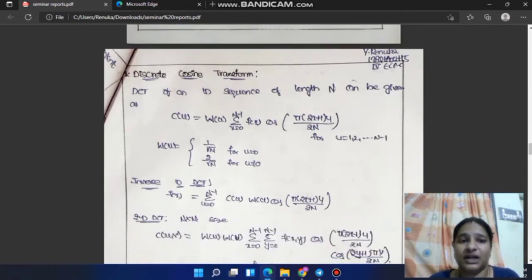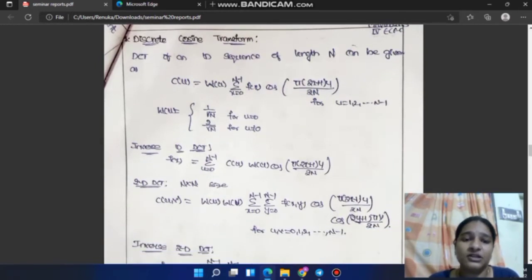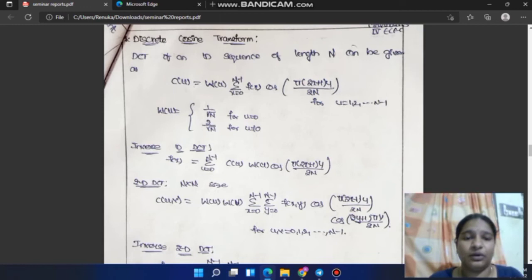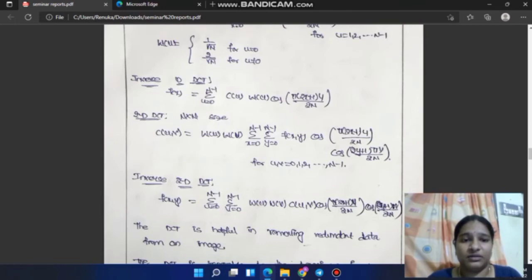Coming to the discrete cosine transform, the discrete cosine transform of a 1D sequence of length N can be given as C(u) = W(u) sigma x=0 to N-1 f(x) cos[pi (2x+1) u / 2N] for u = 0 to N-1, where W(u) = 1/root N for u = 0 and root(2/N) for u not equal to 0. The inverse 1D discrete cosine transform is f(x) = sigma u=0 to N-1 C(u) W(u) cos[pi (2x+1) u / 2N].